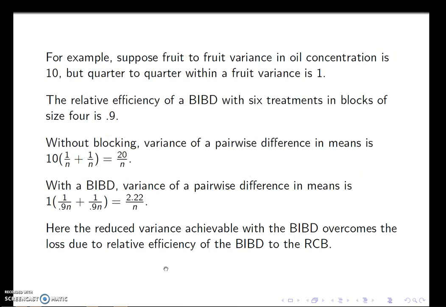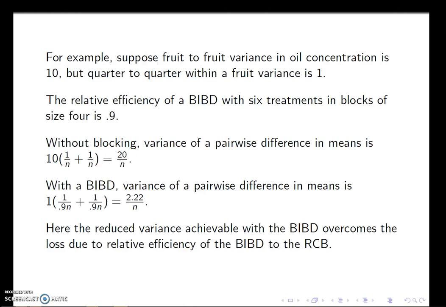So let's think about, again, that avocado example. Suppose fruit-to-fruit variance in oil concentration is 10, but quarter to quarter within a fruit variance is 1. Okay, so this makes a lot of sense. If you pick up a few avocados, we might expect a lot of heterogeneity in oil content. But within a particular fruit, that heterogeneity may occur according to location of the fruit. There may be differences, but it's going to be far, far less than the fruit-to-fruit oil concentration heterogeneity.